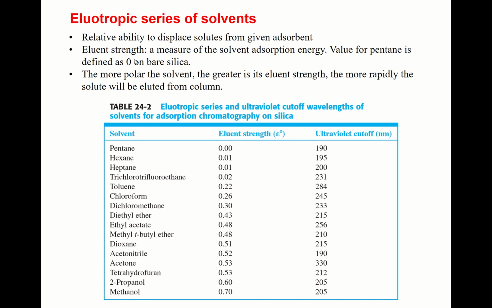The more polar the solvent, the greater is its eluent strength. Here, methanol is more polar than propanol, than acetone, like that. So the eluent strength is higher, and the more rapidly the solute will be eluted from the column. With a solvent of higher eluent strength, the elution will be faster.